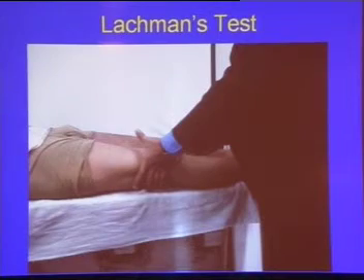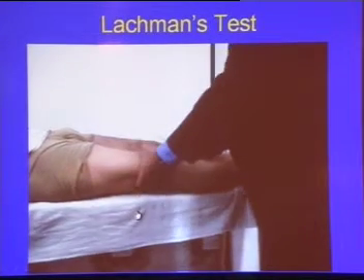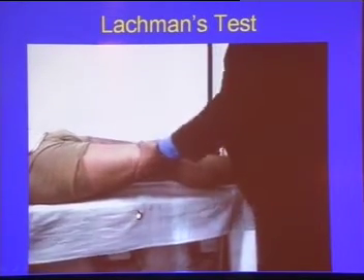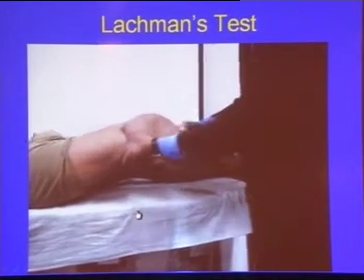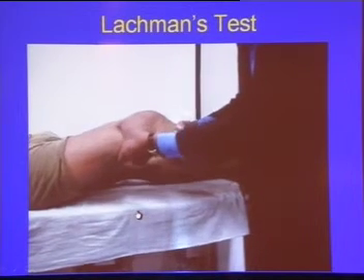A Lachman's test is done at about 30 degrees of knee flexion, and then you hold the distal thigh with one hand, and with the other hand, you give an anterior force. Abnormal laxity can be appreciated by comparing with the normal side.